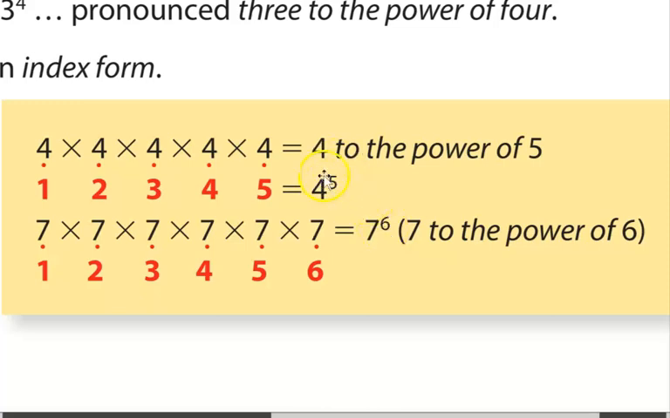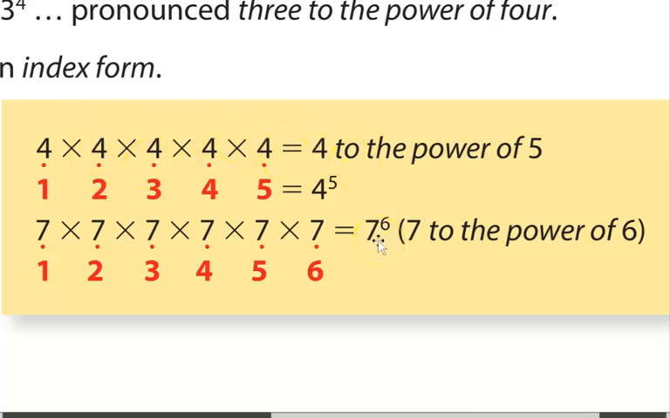So don't get mixed up and think that 4 to the power of 5 means 4 multiplied by 5. It does not mean that. That's really important, and that's somewhere that people can trip up with these questions. 4 to the power of 5 means 4 multiplied by itself 5 times. So 4 to the power of 5 means 4 times 4 times 4 times 4 times 4.